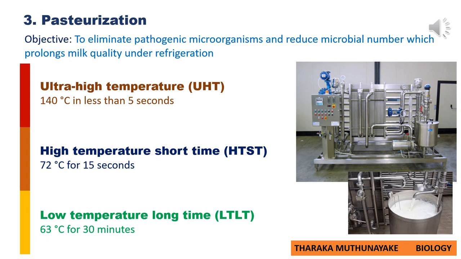In addition to that, milk can be sterilized using ultra high temperature, known as UHT. In that method, milk is sterilized at 140 degrees Celsius in less than 5 seconds. Basically, spores are not destroyed in the first two methods that we mentioned, that means in the high temperature short time method and the low temperature long time method.